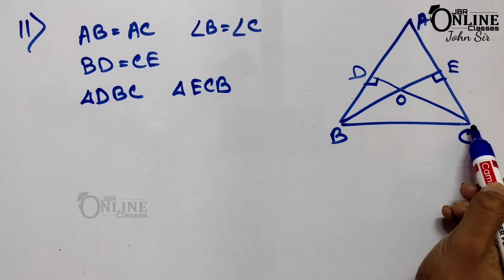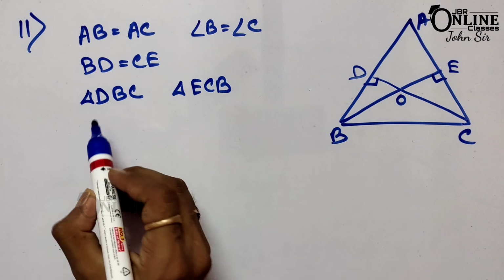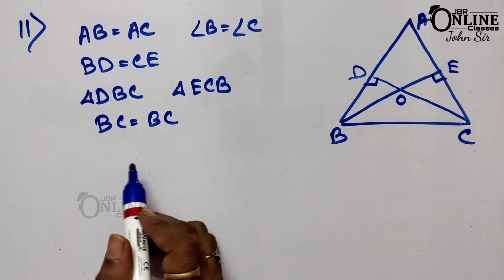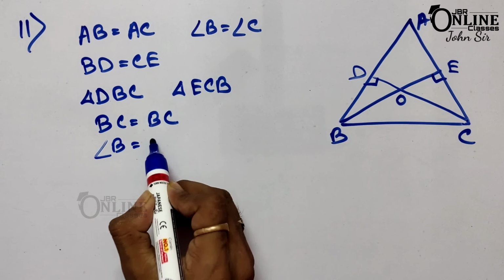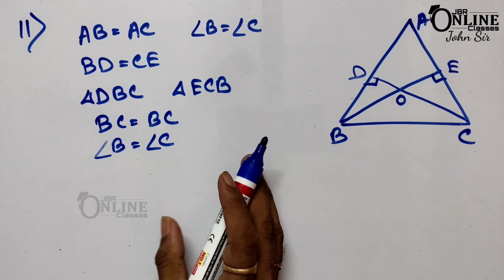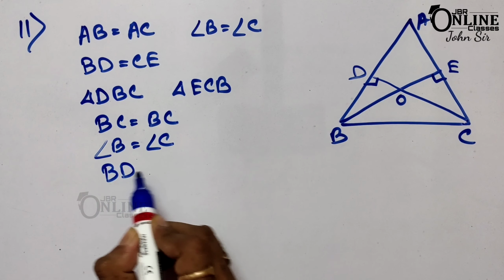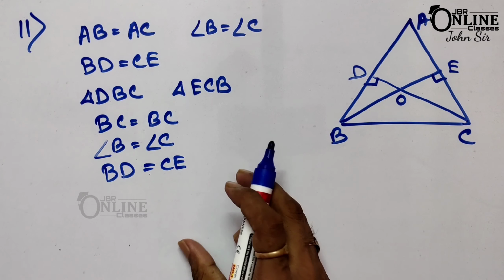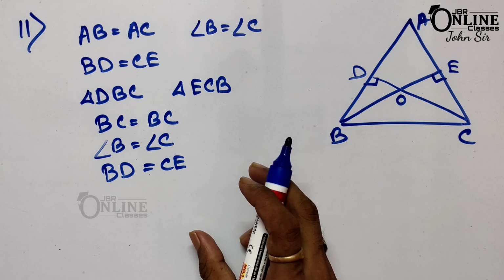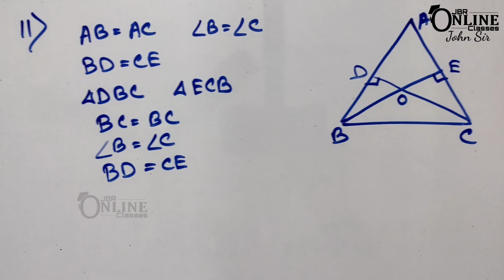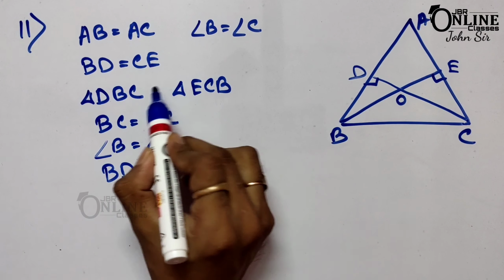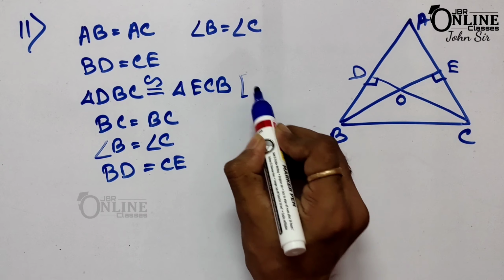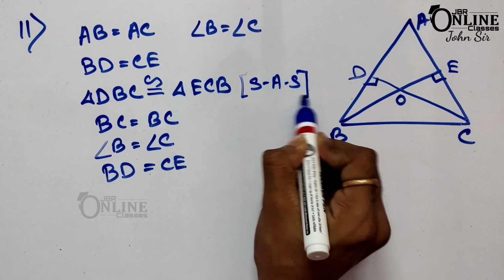So DBC and ECB, from that triangle BC equal to BC, the common side. Second one, angle B equal to angle C, it's given, and third one is BD equal to CE. Okay, BD equal to CE. So you can here write down this triangle congruent with this one. It's proved by here SAS.